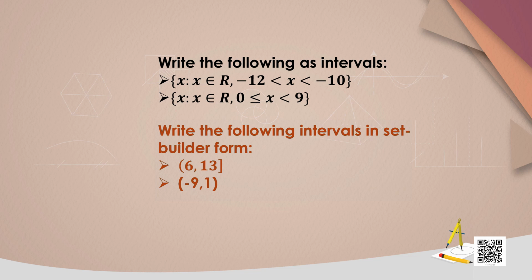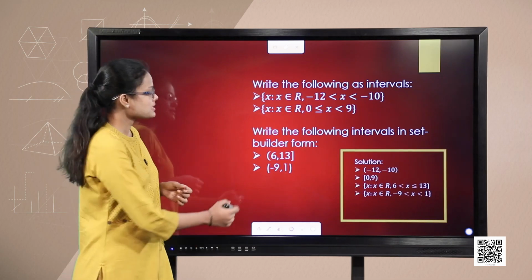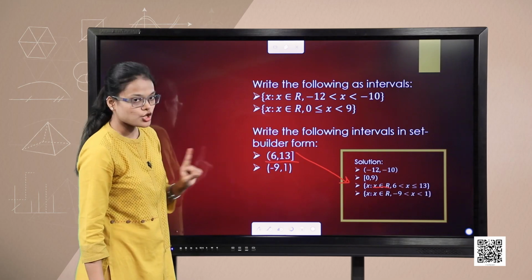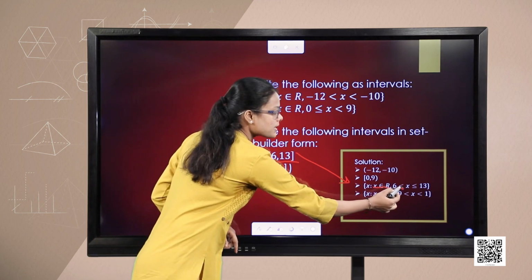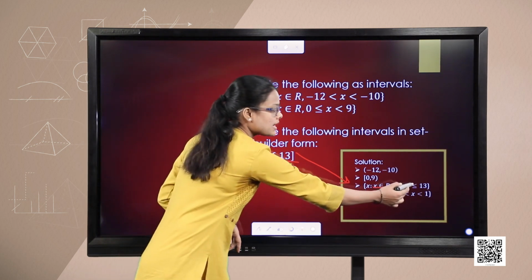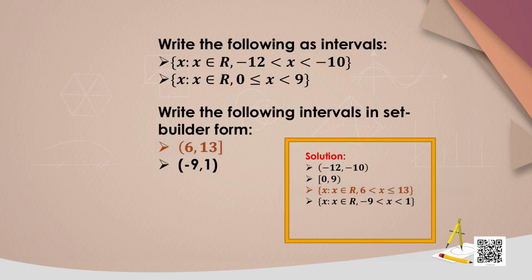It is easy how we have to represent. Now let us see the solution. We can see this interval can be represented as this set, where it is consisting of all those real numbers which are lying between 6 and 13. Since 6 is not included, there will be a strict inequality, and 13 is included in the interval, so there will be less than or equal to. So it consists of all those numbers x which are greater than 6 but less than or equal to 13.